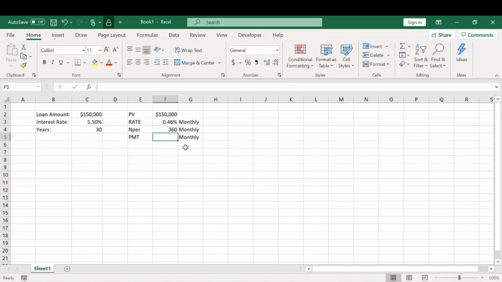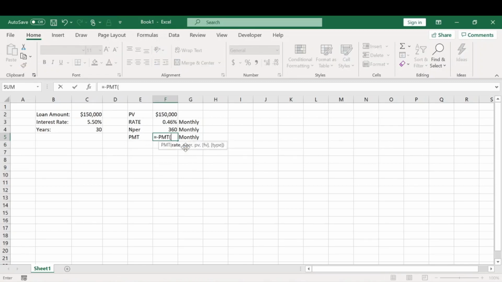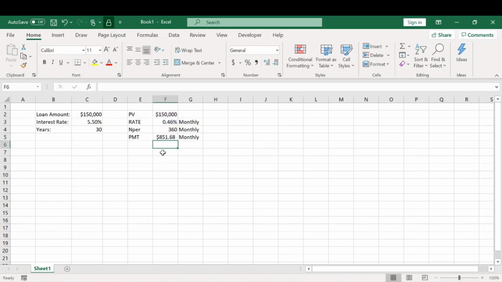For our PMT, we'll do a negative PMT function. We'll hit the rate, number of periods, and the present value. So over the lifetime of this loan, over 30 years, we'll be paying $851.68 per month.